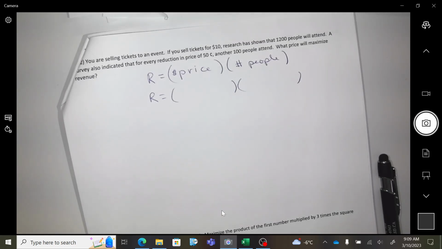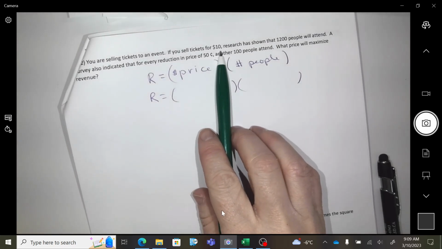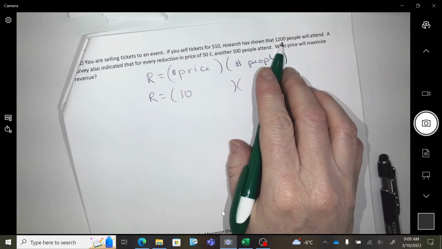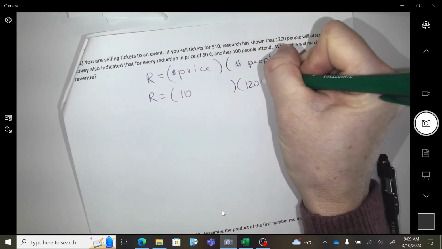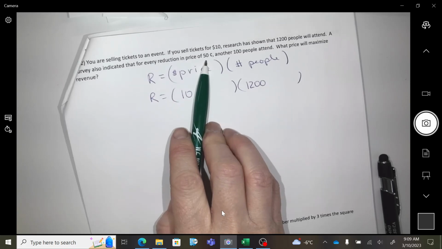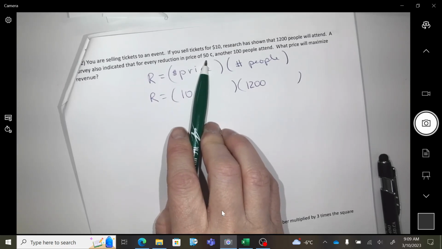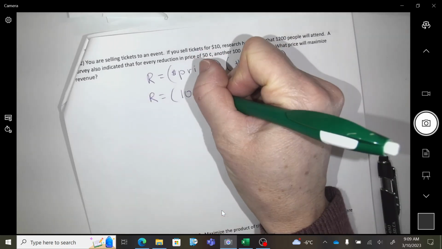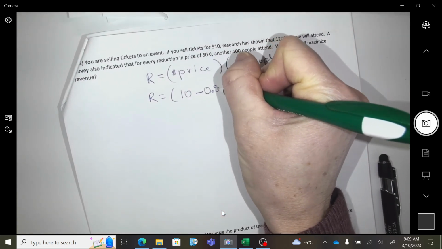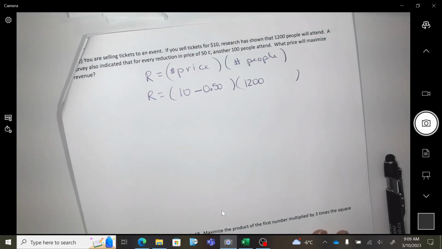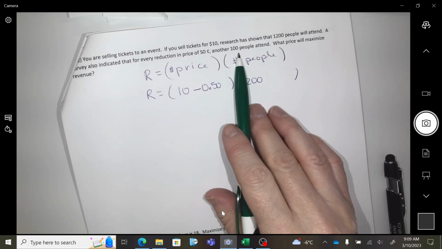Okay, I always set up my two blank brackets like this, and then I start reading. If you sell tickets for 10 bucks, then 1,200 people come. A survey indicates for a reduction of 50 cents, ticket price gets reduced by 50 cents. Make sure you make that a decimal, right? 50 cents. Then 100 more people would come.